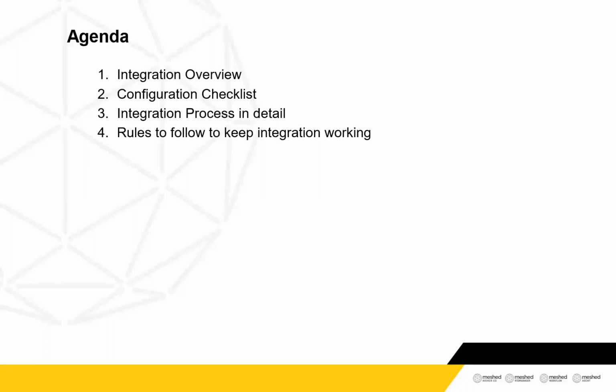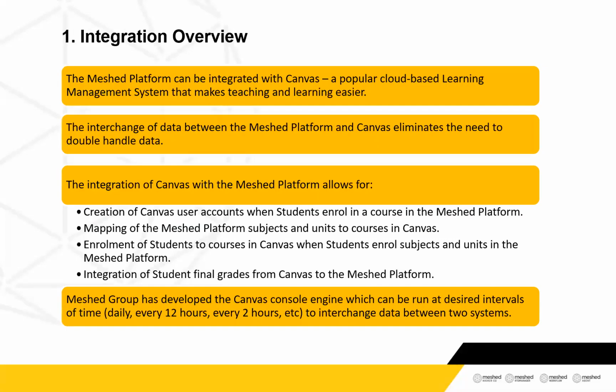So let's get started. Today's session is divided into four major parts. First is integration overview. Second, the configuration checklist, which will be required to set up and enable integration on your respective Mesh platform. Then I will explain the integration process in detail, that is how you can use this integration feature to interchange your data between the Mesh and Canvas platforms. At the end, we'll talk about some important rules that you will need to follow to keep this integration working. So let's start with an overview.